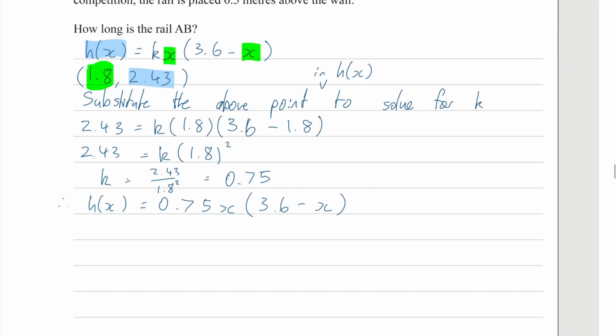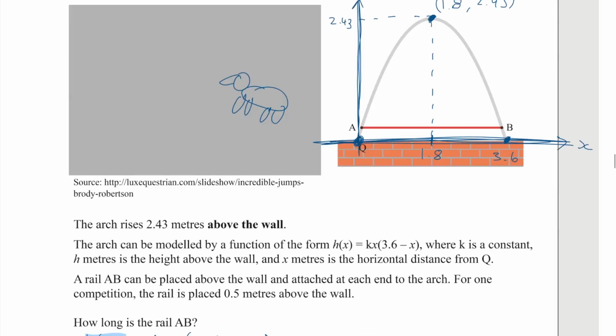And now using this function, what are we looking for? The rail is positioned 0.5 meters above the wall, and we're looking for the width. So we need to find the x values of A and B, and find the difference.